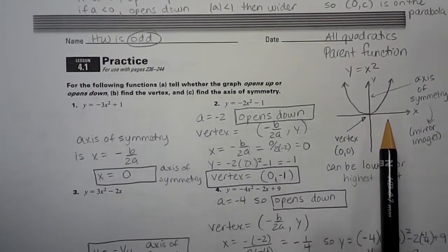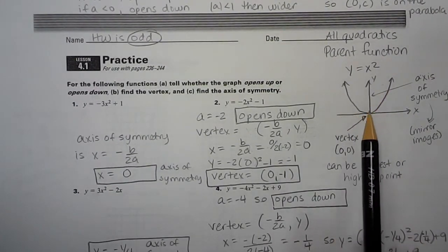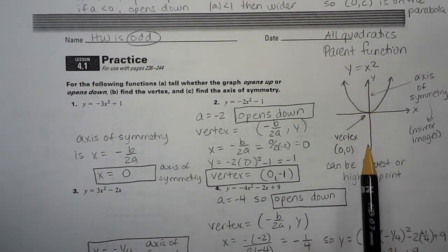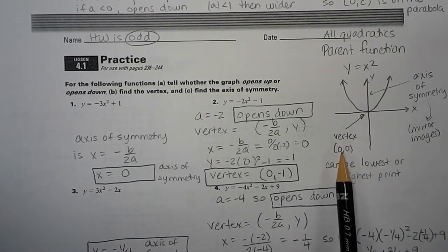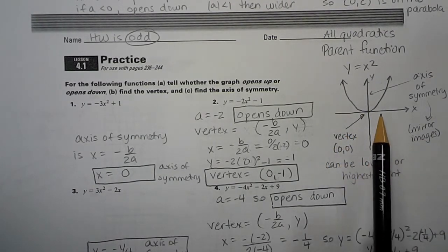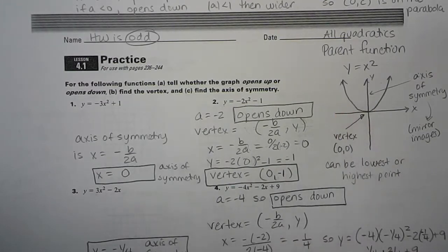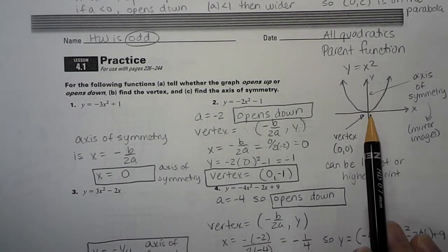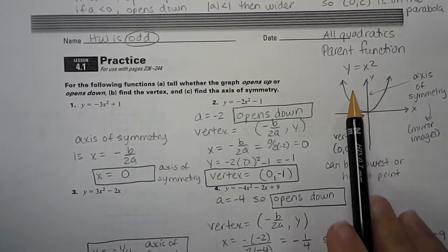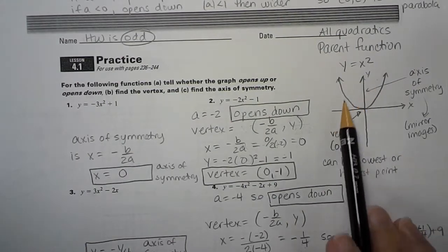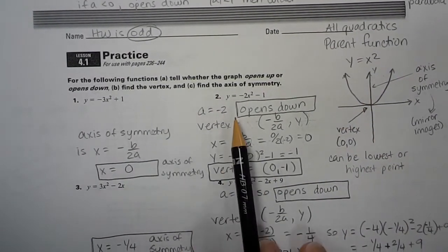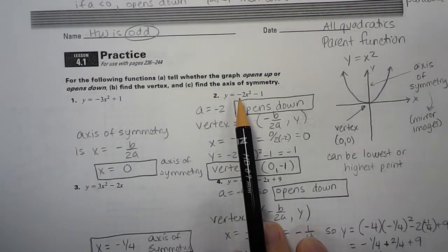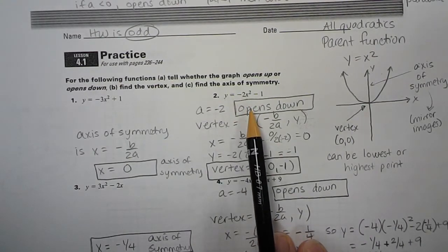All quadratics have a parent function that looks something like this. This happens to be the axis of symmetry. The vertex happens to be the origin, and they're mirror images on either side of the axis of symmetry. And the y value can either be at the lowest point or the highest point, depending on whether your parabola opens up or opens down. So let's look at this first one. A happens to be negative, so it opens down.